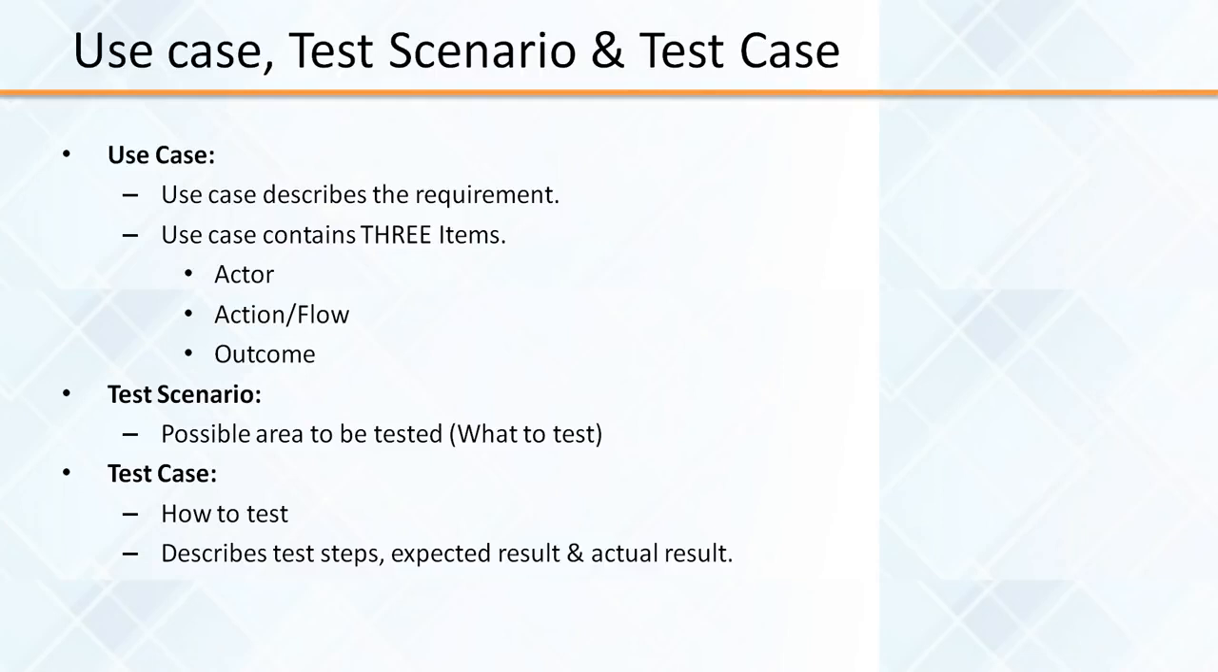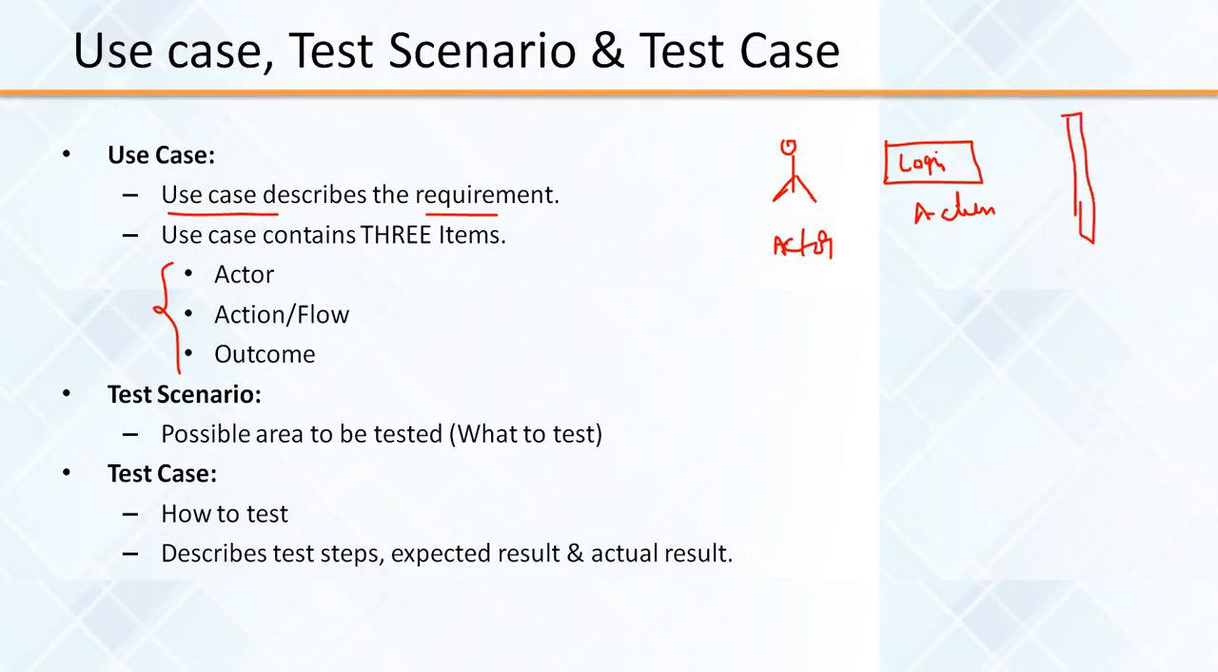A use case describes a requirement. Remember, a use case always talks about the requirement. It contains three things: actor, action or flow, and outcome. How will it look? Simple. For the login process, I will give you a small use case like this. The picture will be like this. He is an actor, or user. Here this is a login screen. So this is an action. Now what is the outcome? After logging in, the outcome is the home page.